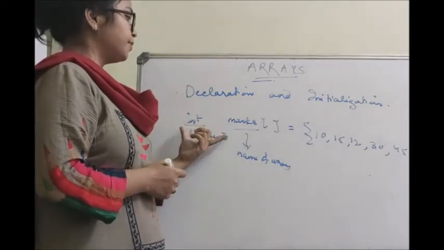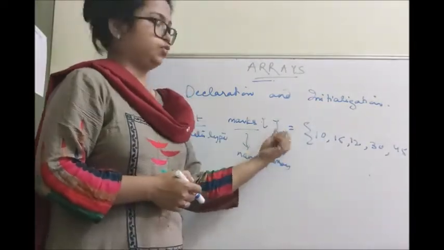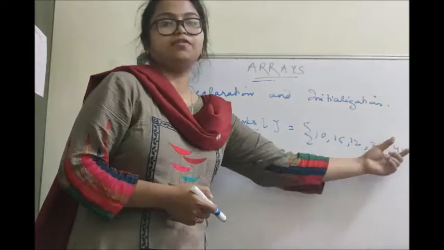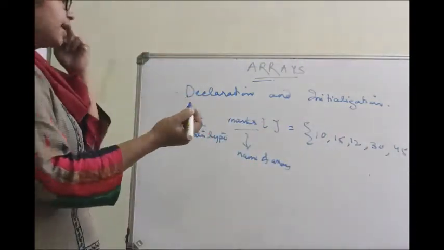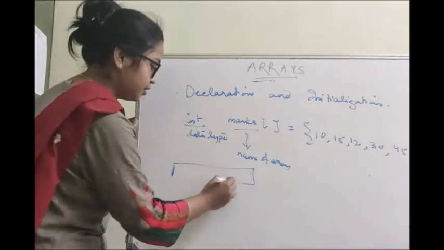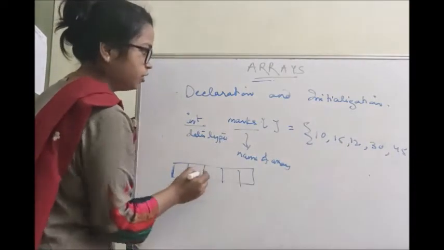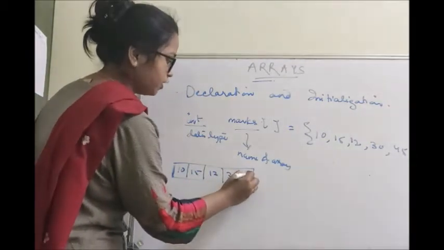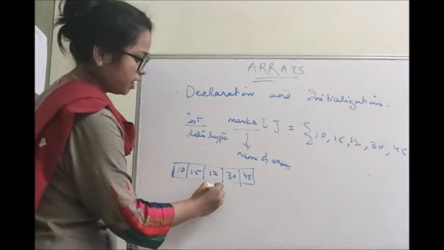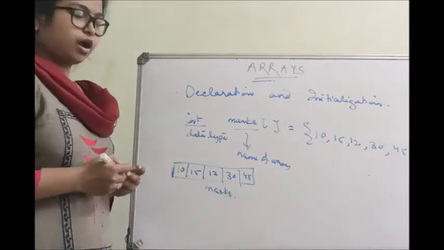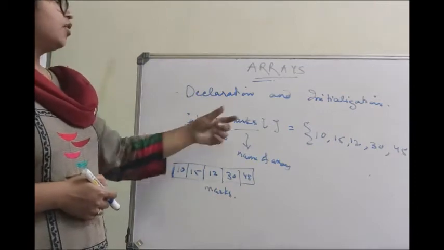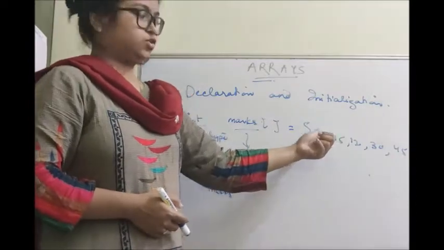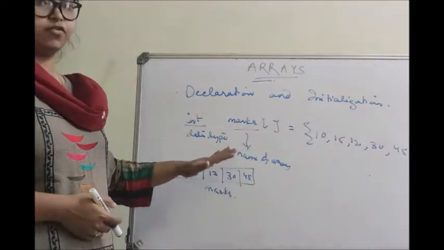Here I am declaring the array plus I am giving values to it. So now the compiler knows that for marks I have to store 5 locations. Behind the scenes at the back end, memory locations are reserved in which 10, 15, 12, 30 and 45 are stored. This is what our marks array looks like. Okay, understood? 5 memory locations are reserved for storing whatever we have initialized it to.